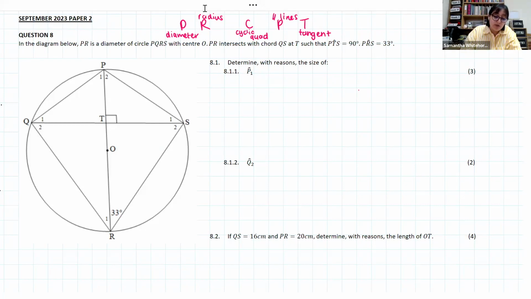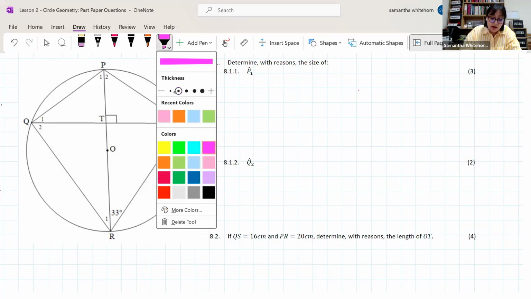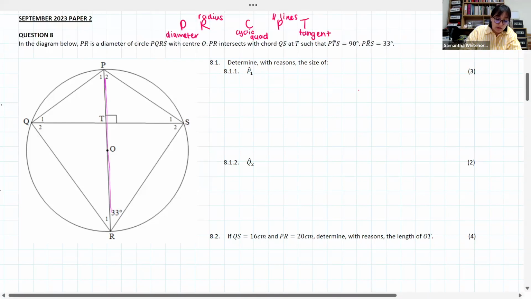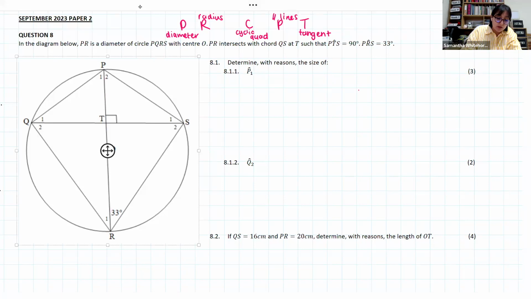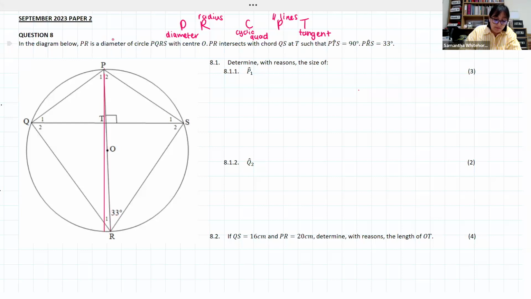So what I like to do, based on Dr. CPT, is go and highlight any of those things that I see. Remember, we were told that PR is the diameter. Let me reattempt this. So PR is the diameter. I'm going to highlight that for myself because remember, diameters subtend angles of 90 on the circumference, angles in a semicircle.